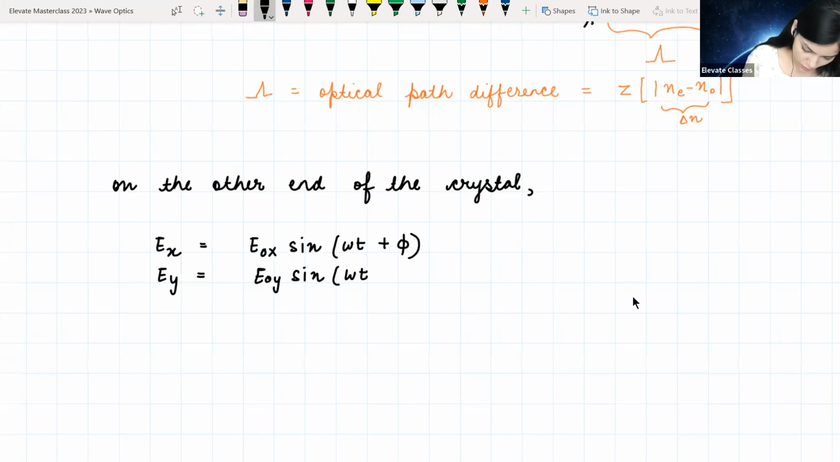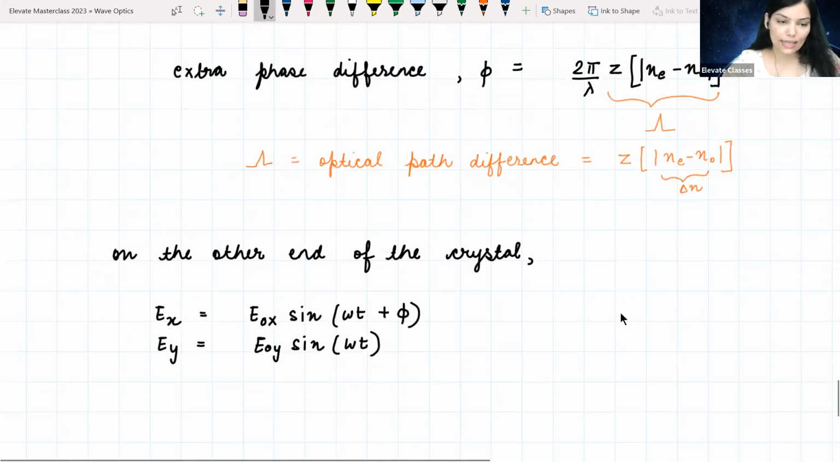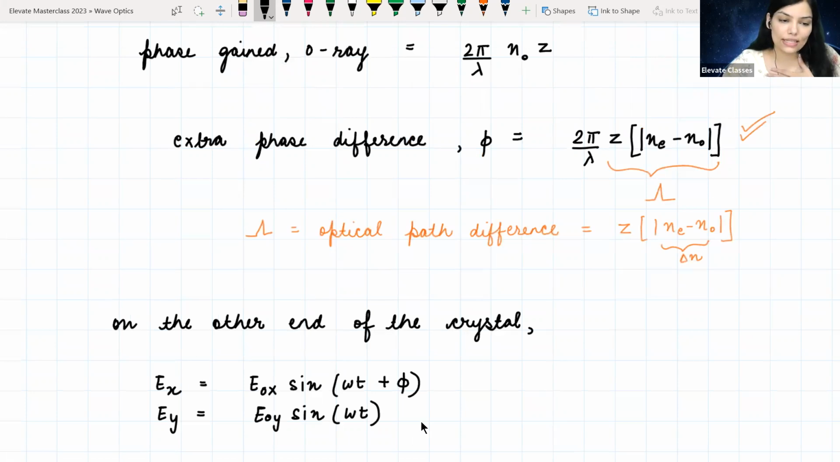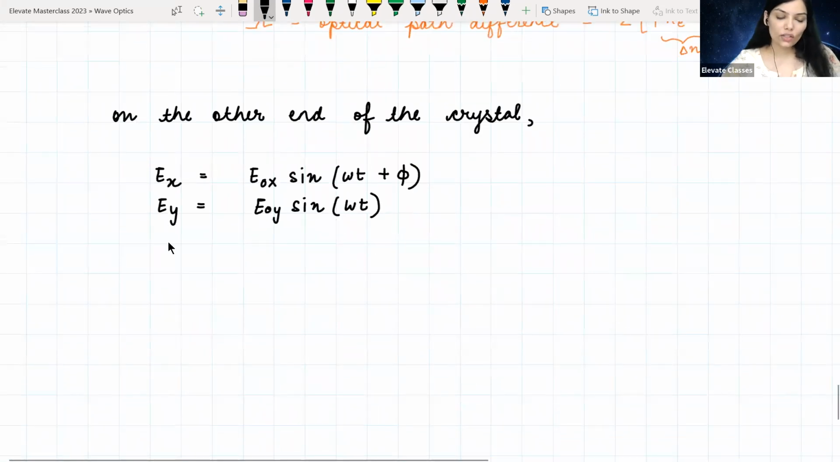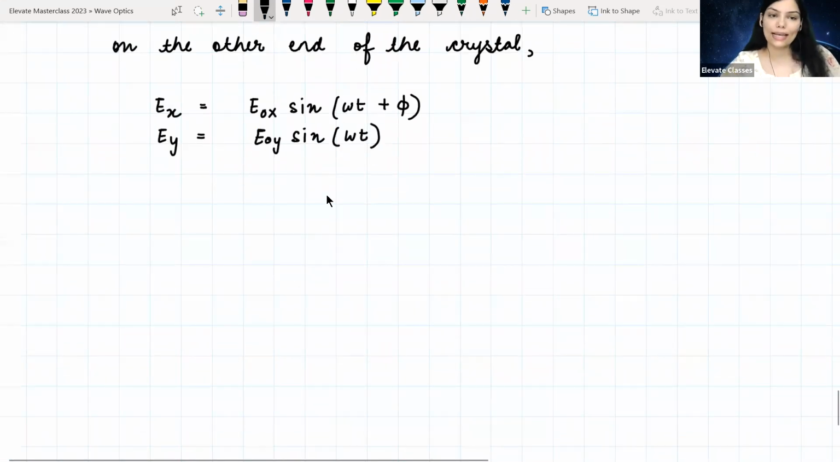sine omega t. So whatever phase gain is there, I am just adding that phase gain to the E ray, extraordinary ray में मैंने add किया है, and because that is the phase difference, so I can add it in किसी एक में भी मैं add कर सकती हूँ, because this is the difference between the two phases. So this is the actual difference कि दोनों कितना आगे या पीछे है. So I can either add it to one or to the other, but I am currently adding it to the E ray. Okay.